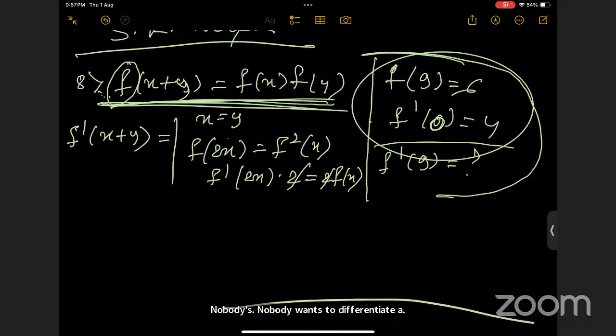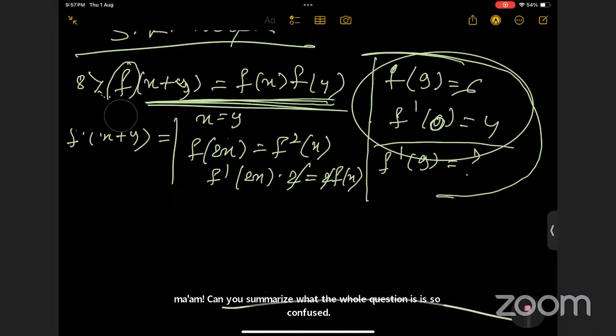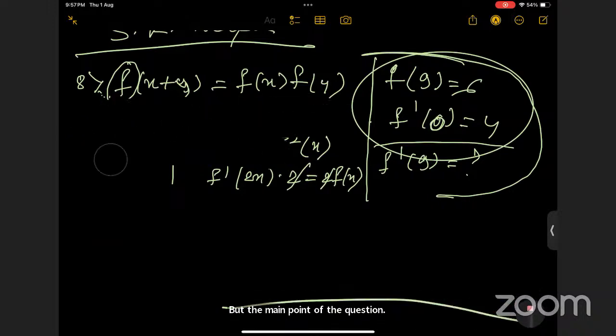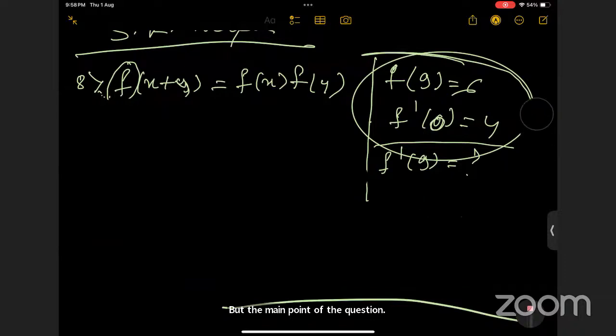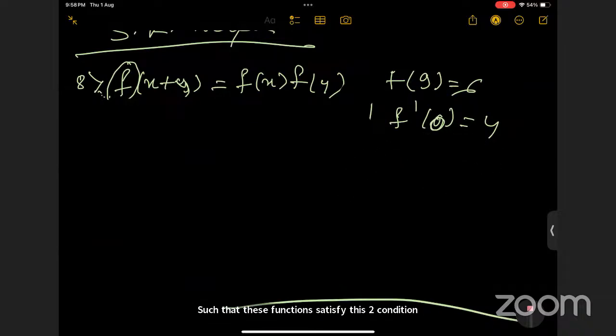Hello, ma'am. Can you summarize what the whole question is? It's just so confusing. What is the main point of the question? This is the main question. We have this function such that it satisfies these two initial conditions. Then we need to find the value of f dash.